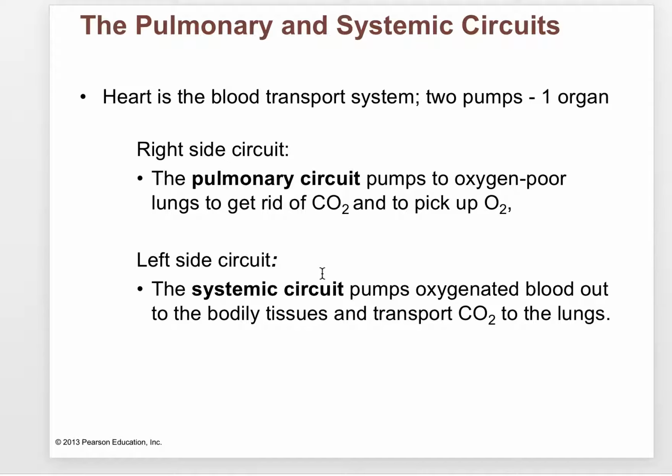And that's where the systemic circuit comes in. The systemic circuit pumps blood that's coming from the lungs, that's been freshly oxygenated, and it pumps it out to the rest of the body. So all the body tissues receive oxygen-rich blood and can get rid of their waste product of carbon dioxide, which then goes back to the right side of the heart again, and it repeats the cycle again.